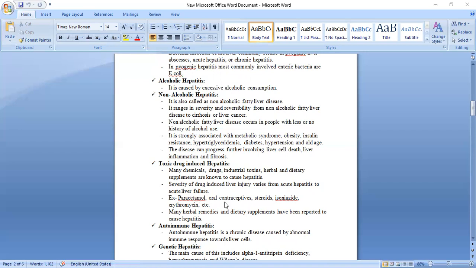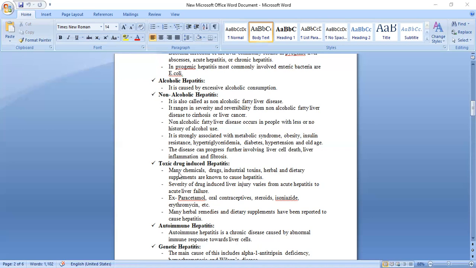So do not take that type of drugs. Mainly paracetamol causes hepatitis. Many chemicals, drugs, industrial toxins, herbal and dietary supplements are known to cause hepatitis. Though these are herbal, some of the herbs also cause liver hepatitis. So whether it is an Ayurvedic drug or an allopathic drug, you should not take it unnecessarily.